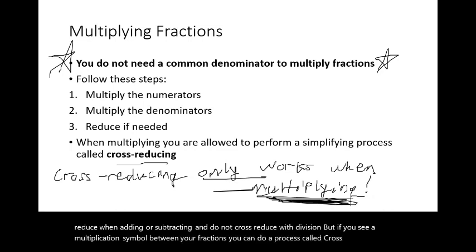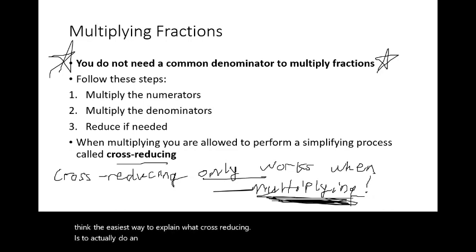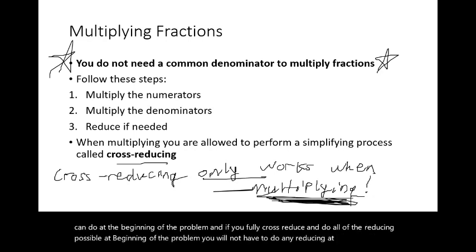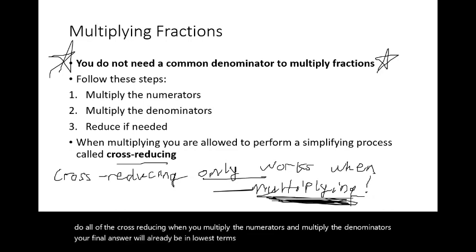And I think the easiest way to explain what cross-reducing is to actually do an example. But in general, cross-reducing is a method of reducing that you can do at the beginning of the problem. And if you fully cross-reduce and do all of the reducing possible at the beginning of the problem, you will not have to do any reducing at the end. After you do all of the cross-reducing, when you multiply the numerators and multiply the denominators, your final answer will already be in lowest terms. So I highly recommend this method because you'll be working with smaller and easier numbers.